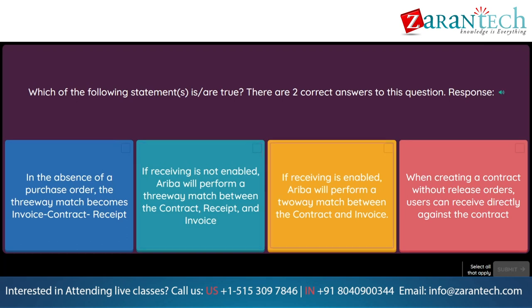Option 3. If receiving is enabled, Ariba will perform a 12-way match between the contract and invoice. Option 4. When creating a contract without release orders, users can receive directly against the contract.